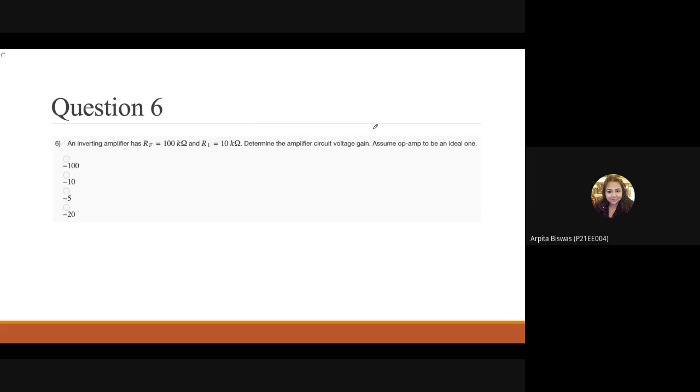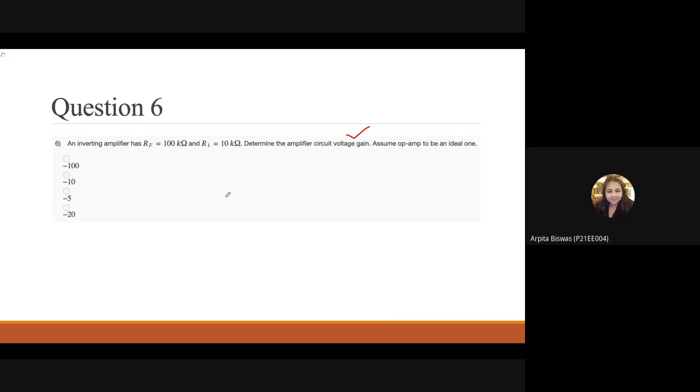So next question number 6. An inverting amplifier has RF equal to 100 kilo ohm and R1 equal to 10 kilo ohm. Determine the amplifier circuit voltage gain. Assume the op-amp to be an ideal one. So what is the right answer? Ma'am, 2 kilo ohms. How to find out the voltage gain? Ma'am, Ri is equal to minus Rf by AV, ma'am.